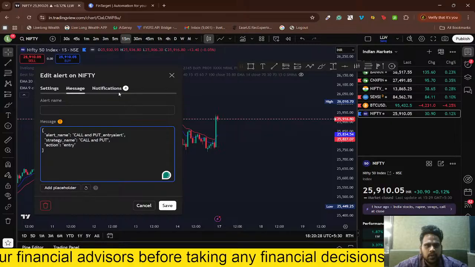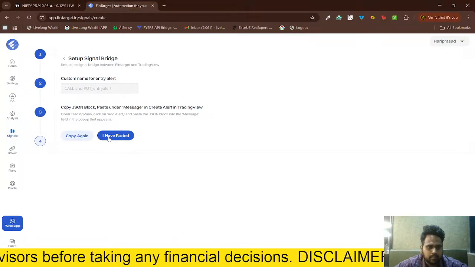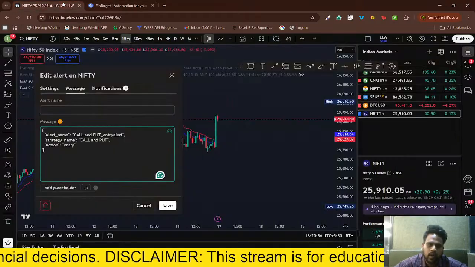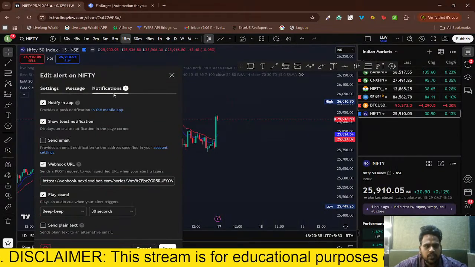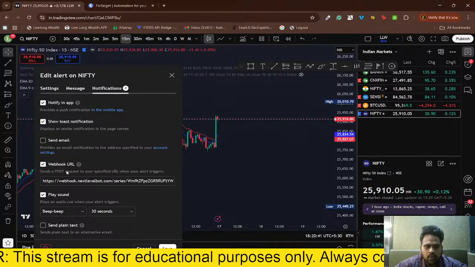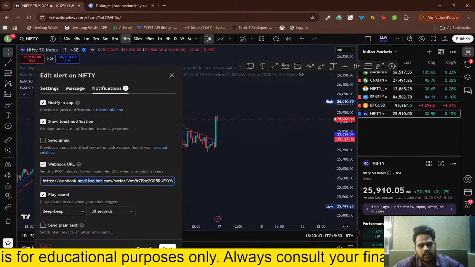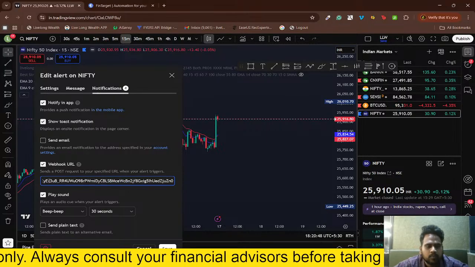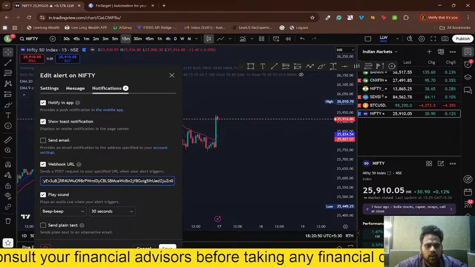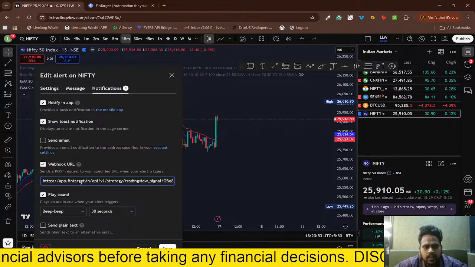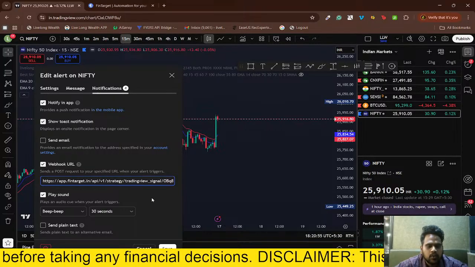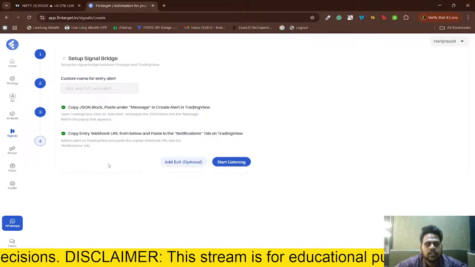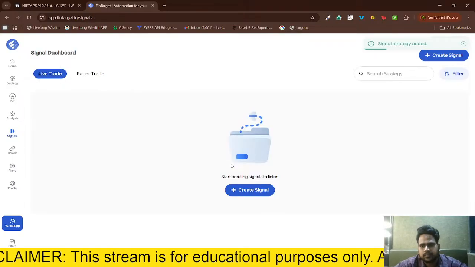Next, having pasted it, you need to copy this webhook URL as well. When you go to the notification section, you can see a webhook URL. This is how we have connected our algos. I will paste the webhook URL over here, where you can see FinTarget, and then click save. Now I tell it that I have pasted it, and it will ask you to start listening.